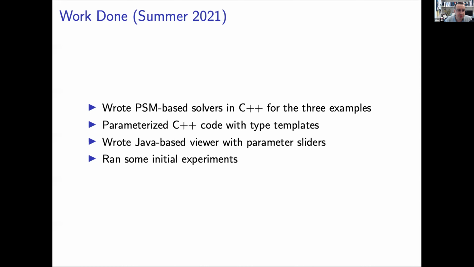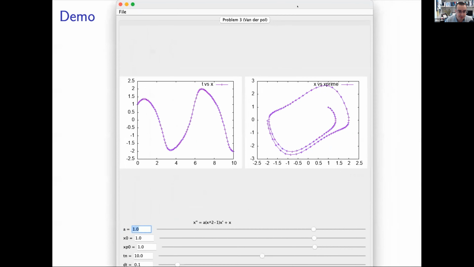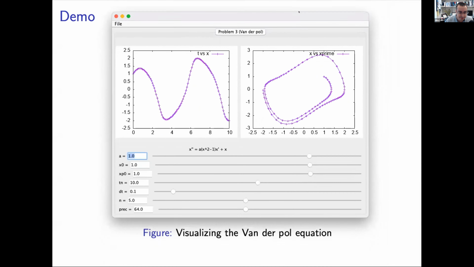And so the primary contributions for the summer is that all of this happened and we ran some initial experiments. And it didn't quite get wrapped up as nicely as I would have preferred, but it gave us a starting point for this summer. So I'm going to now throw the program up. So here's what the little viewer looks like.